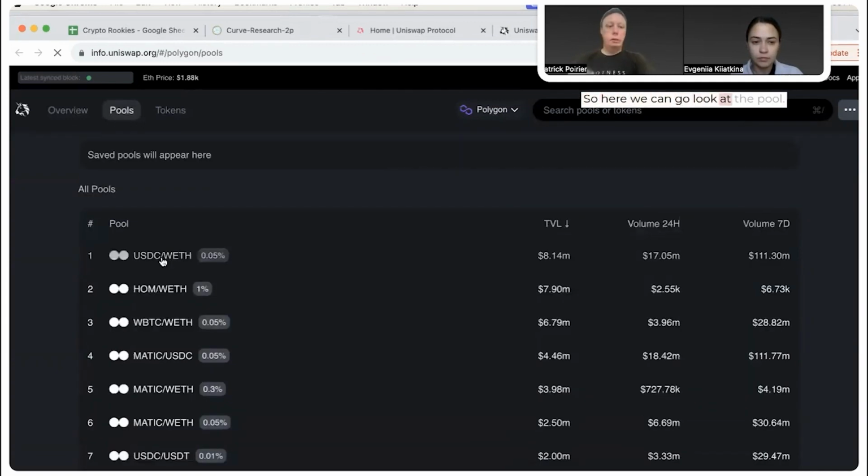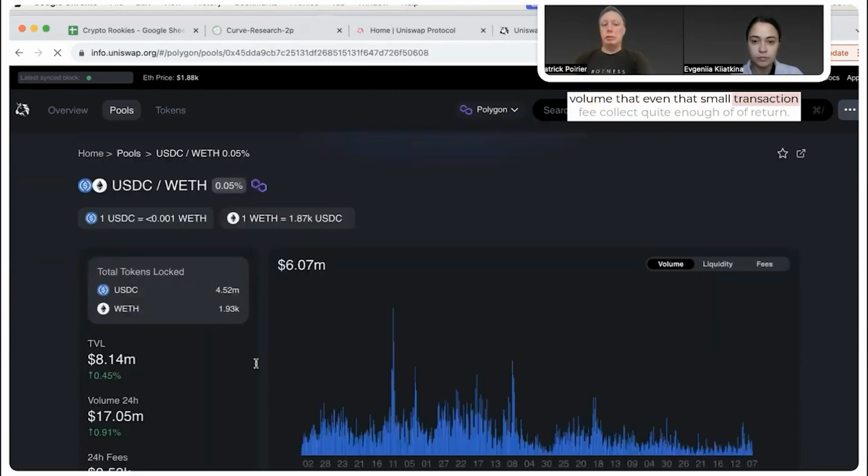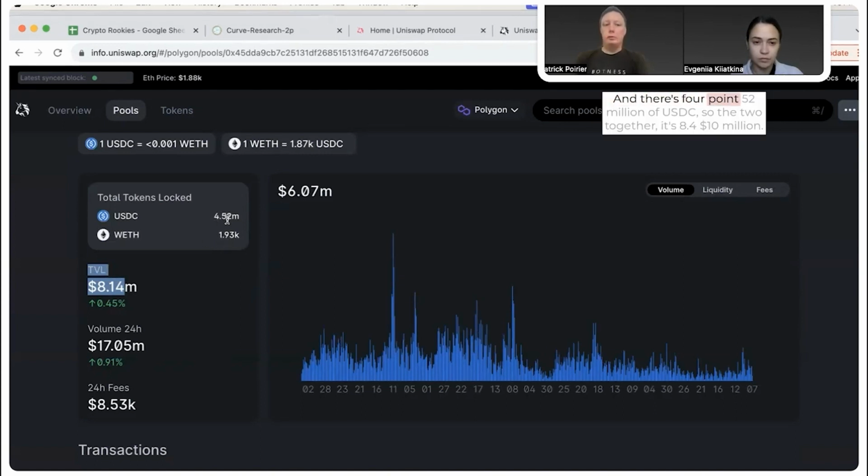So here we can go look at the pool. For this one, the transaction fee is 0.05% because there's so much volume that even that small transaction fee collects quite enough return. The important thing here is the TVL, the total value locked. Because of the ratio between the USDC and the wrapped Ethereum in this case, there's 1.93 thousand wrapped Ethereum and 0.52 million of USDC. So the two together, it's $8.14 million that is total value locked.